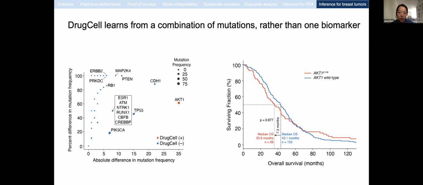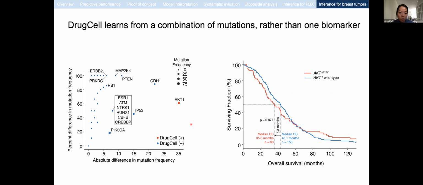When we looked at the specific genetic alterations within the sensitive group and resistant patient population predicted by DrugCell, the sensitive group is much more likely to harbor AKT1 mutations than the resistant group. However, the resistant group had mutations in various genes previously known to be associated with drug resistance, including ESR1 and then RB1 and PTEN. And this suggests that DrugCell stratified the resistant group based on the complex pattern of mutations.